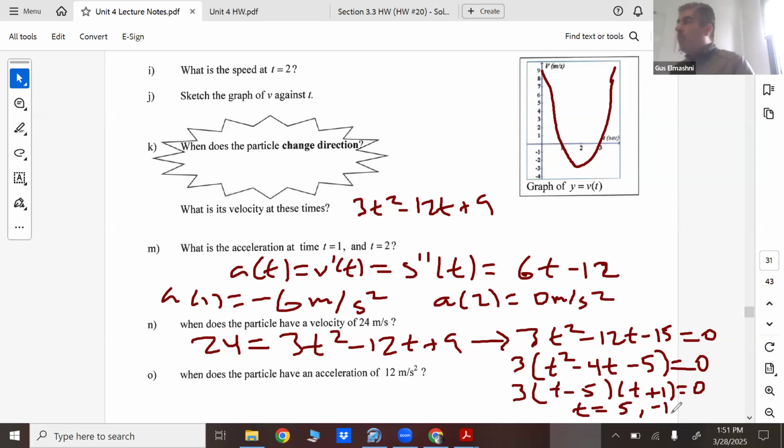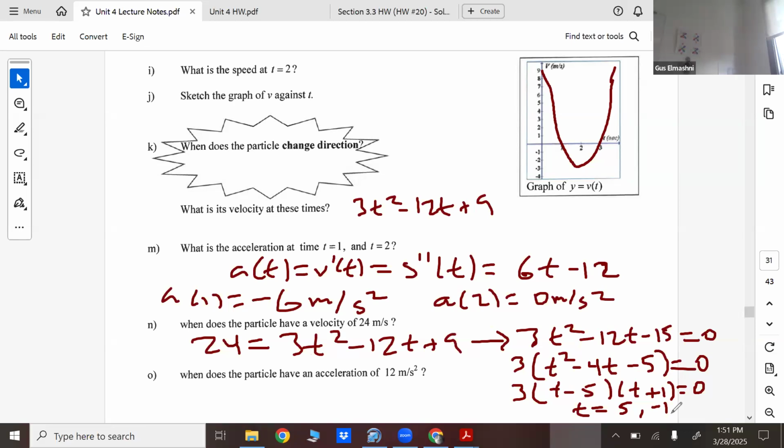Now, we're looking where the velocity is 24, right? If I solve for it, I get two answers, right? One of these answers I'm going to ignore. Which one am I going to ignore? 5 or -1? Yeah, because you can't go back in time.